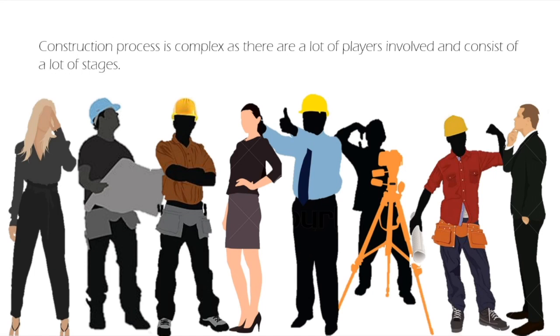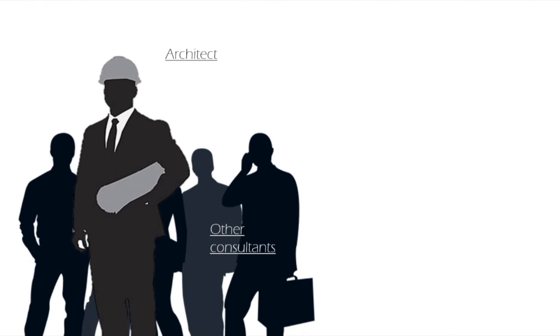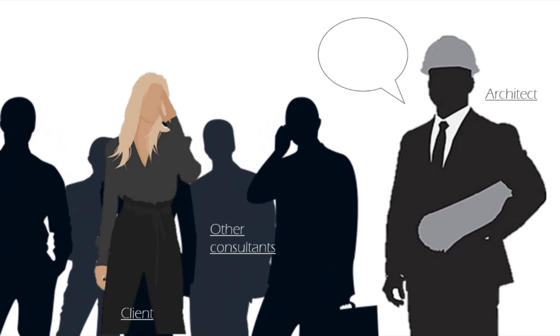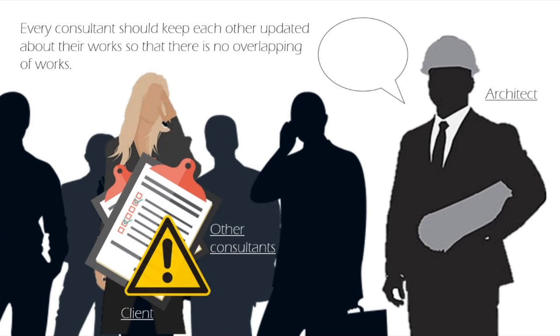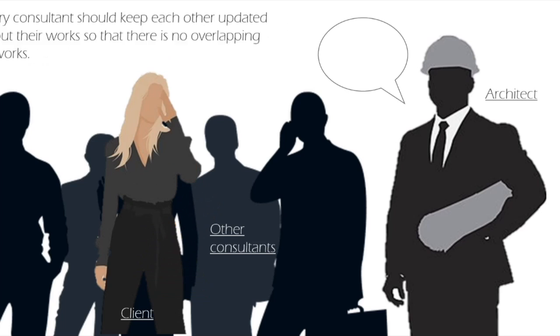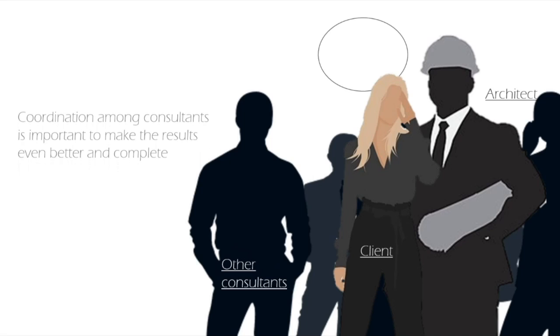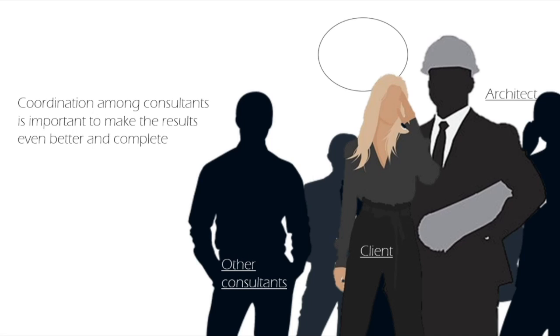The construction process is complex as there are a lot of players involved and it consists of a lot of stages. For example, the architect, who is the lead in a team, must always communicate with the client and other consultants so that everyone's goal is aligned. Every consultant should keep each other updated about their works so that there is no overlapping of works. Besides that, coordination among consultants is important to make the results even better and complete.